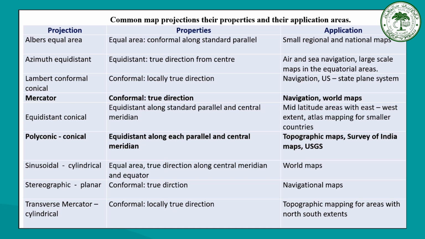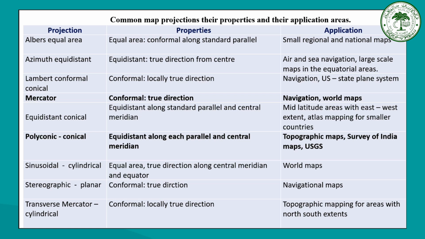Mid-latitude areas with east-west directions are not appropriately represented. In atlas mapping for smaller countries, it is being used. Then conical, polyconic and conical map projections are also being used. In our country, all the topographic maps are prepared on polyconic projections. It is equidistant along each parallel and the central meridian.